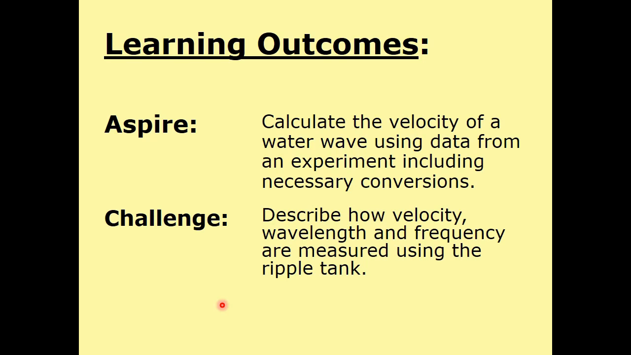Outcomes then. So first outcome, describe how the velocity, wavelength and frequency are measured using the ripple tank. So that's going to involve the wave equation. And the other outcome is to calculate the velocity of a water wave using data from an experiment. So we'll actually have some numbers, we'll have plenty of practice at using it.